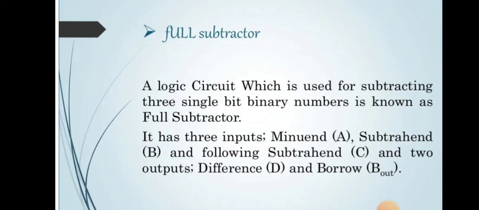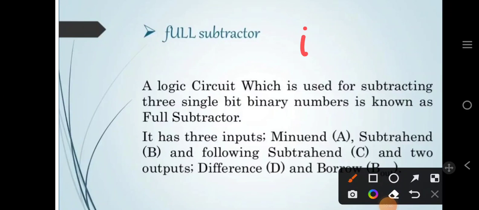Now we will start with the full subtractor. What is a full subtractor? A logic circuit which is used for subtracting 3 single bit binary numbers is known as the full subtractor. As you know, in half subtractor there were 2 inputs A and B. So in full subtractor we will perform the subtraction of 3 bits A, B and C. It has 3 inputs A, B, C and 2 outputs, that is difference and borrow B out. So this is the first step, to realize the inputs and the outputs.